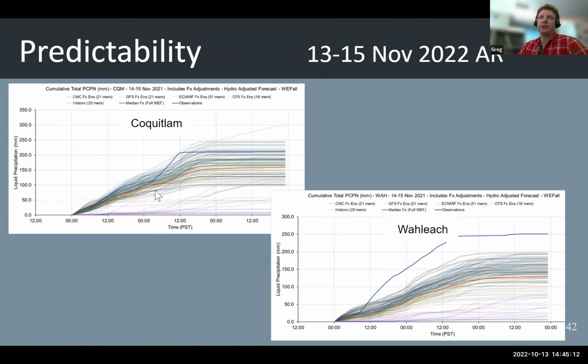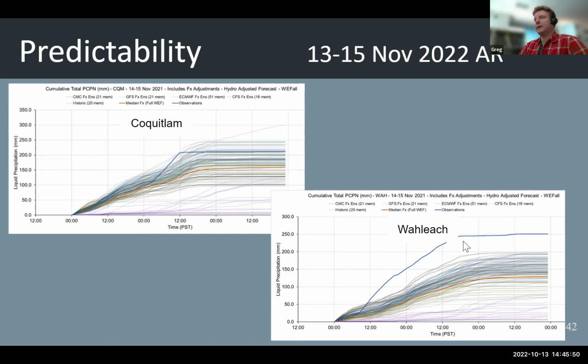You can see at a lot of basins across the South Coast, the forecast did quite well for the first part of the event. The blue here is the observed, and the red is the ensemble mean, the most likely forecast. They were in quite good agreement for the first part of the event. Then in the second part of the event, the observed precipitation rates really skyrocketed. At most locations across the South Coast, the observations verified near the top of the ensemble envelope. And in the Eastern Fraser Valley at Wahleach here, the observations actually verified well outside the ensemble envelope.